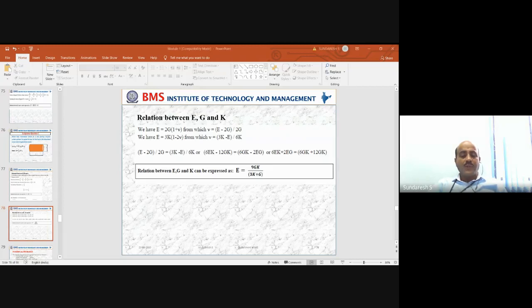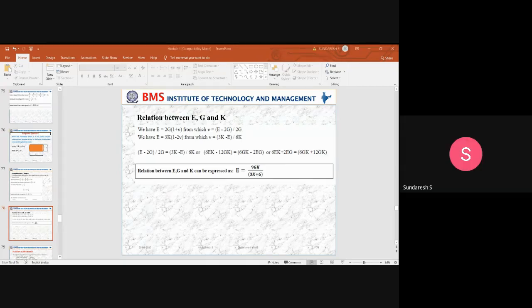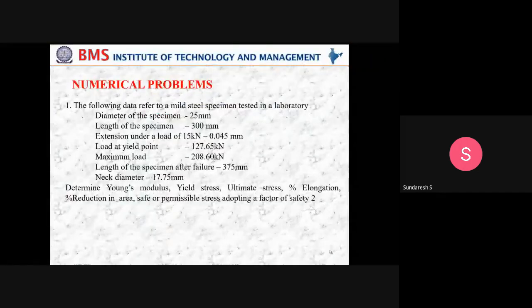Okay, let us start with the first problem. I want everybody to note down this problem. Please make a note of this problem. The following data refers to a mild steel specimen tested in a laboratory.